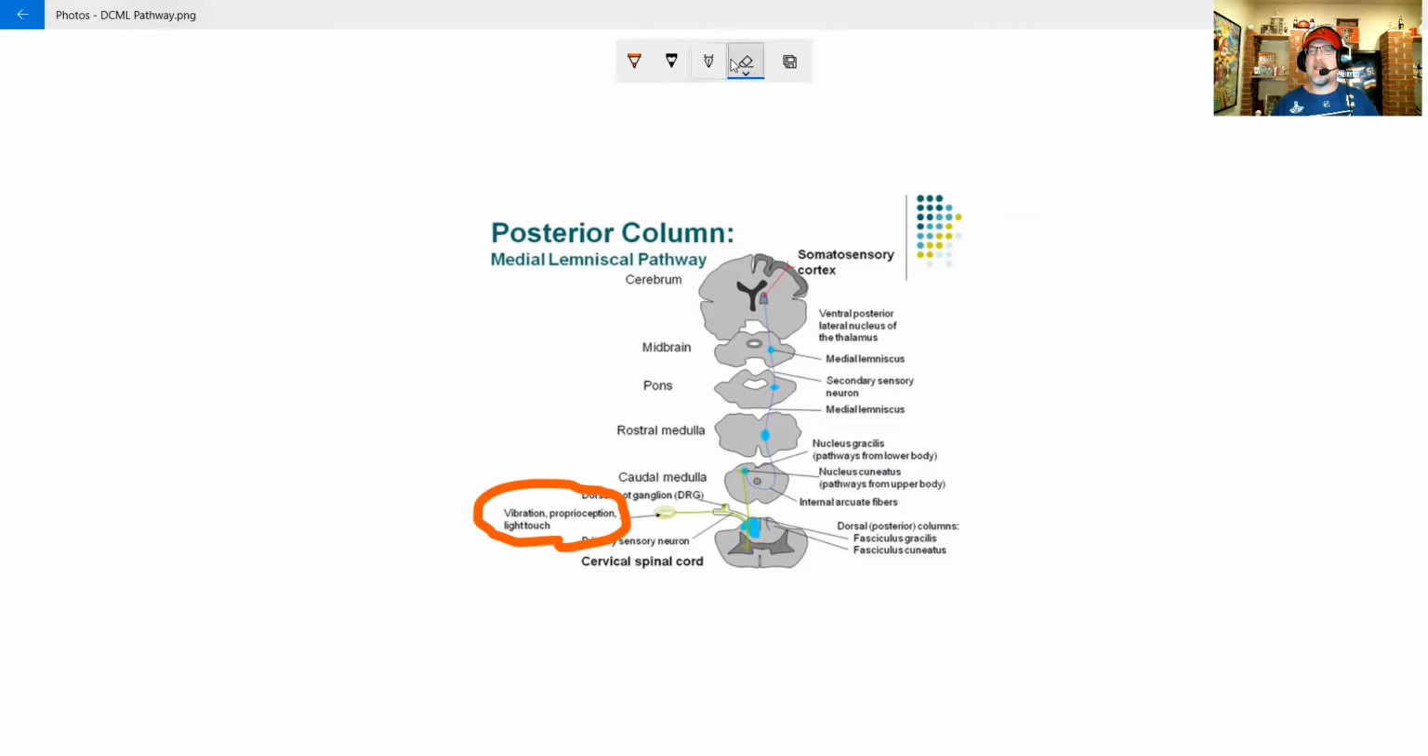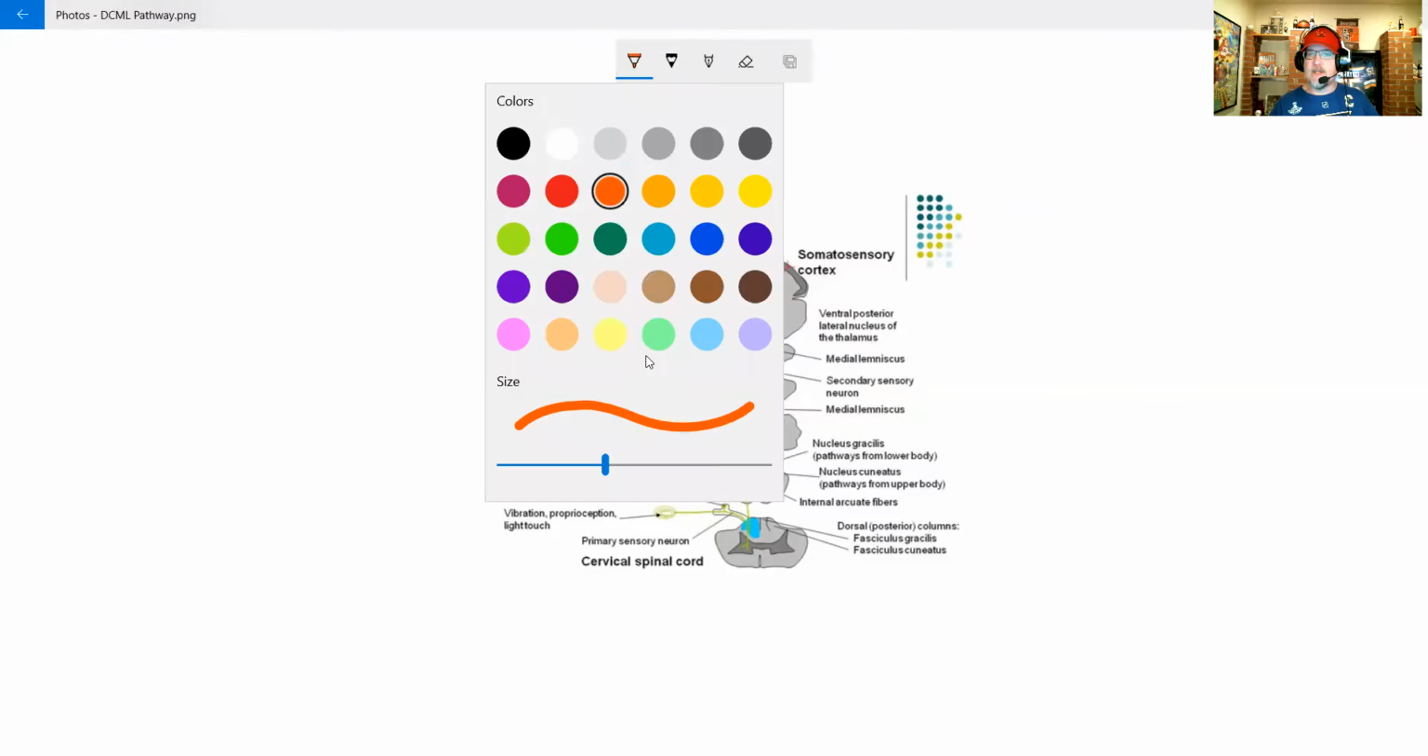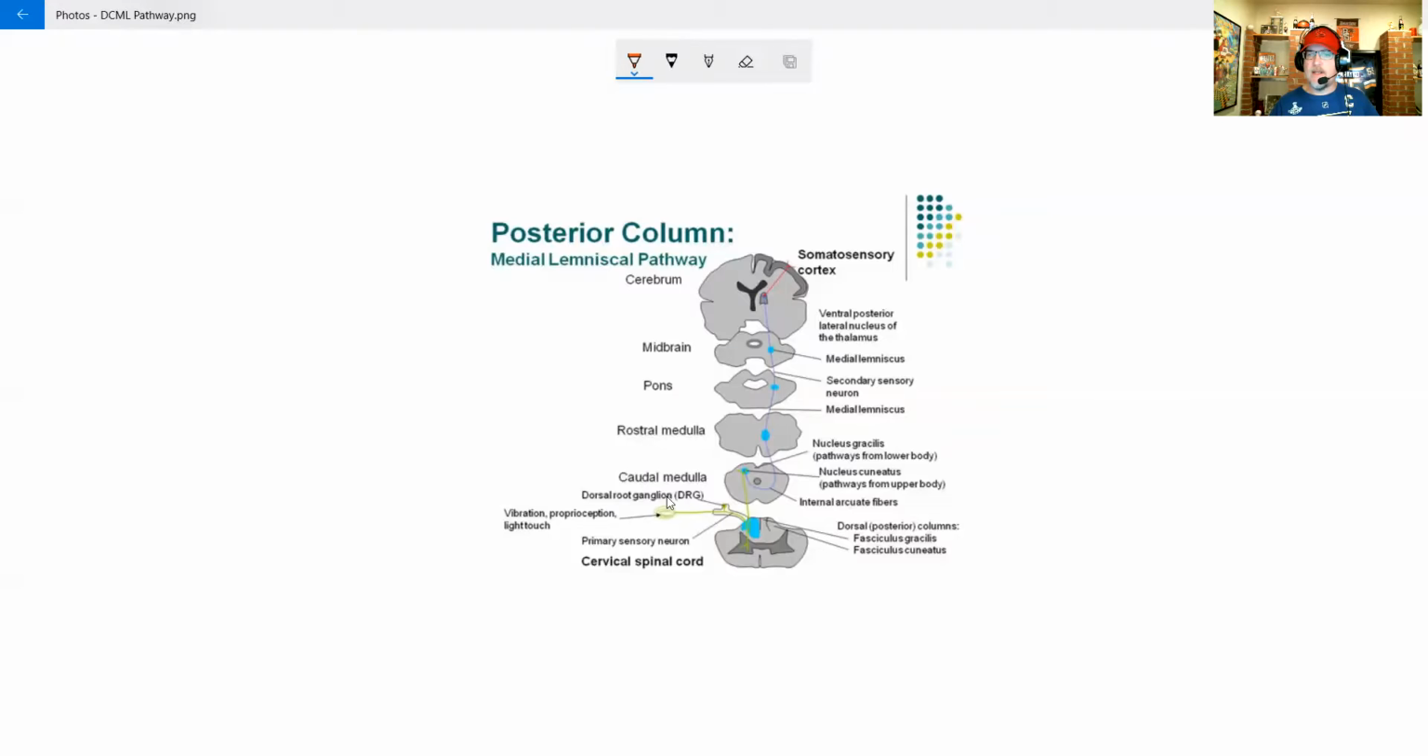Let me erase that information there. And that second, it goes up and synapses with the gracile nucleus and the cuneate nucleus at the brainstem level. So here we'll start to see the nucleus gracilis and the nucleus cuneatus. Okay, that information goes up and synapses right there. So again, highlight on that part. Information comes in and it goes up.